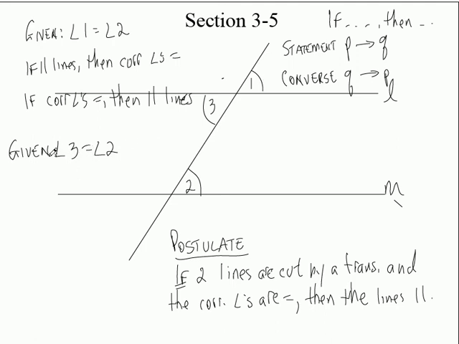So if you're given that angle 3 is equal to angle 2, then guess what you can say? Line L is parallel to line M. Very good. Exactly. You got it. Making sense to you? That's all this lesson is. It's just taking them and flipping them. That's all it is. So you already know about alternate interior angles.